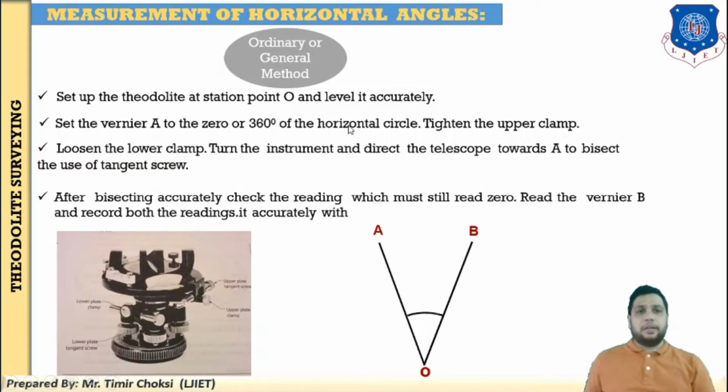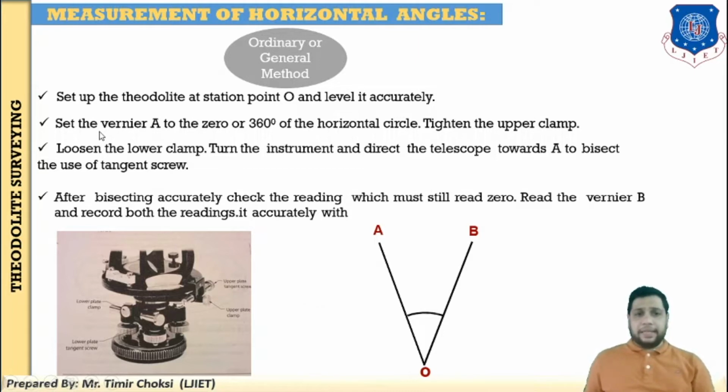The first method is the ordinary or general method. First, set up the theodolite at station O and level it accurately. Our main goal is to find the horizontal angle AOB. So first set up the theodolite at station O, level it, center it, and then set up.